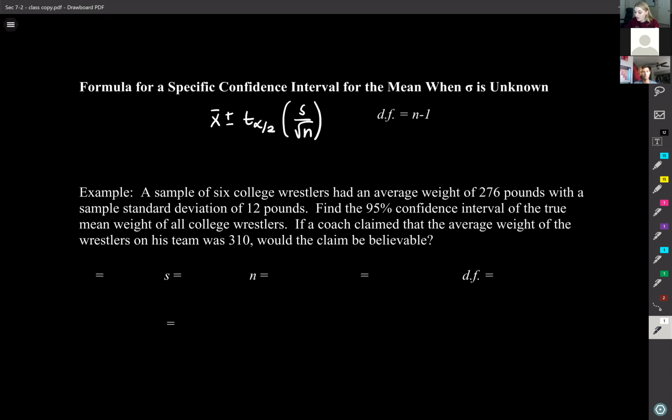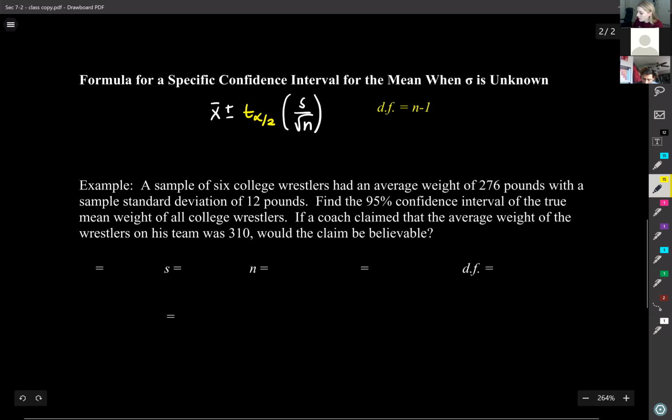Right, so that's our formula. It is the mean plus or minus that T multiplier times the sample standard deviation divided by the square root of the sample size. And just a reminder that to actually find the T value here, you need the degrees of freedom. So you need the confidence and the degrees of freedom. Just remember that the degrees of freedom are n minus 1. So when you have your sample size, your degrees of freedom is just 1 less than that.